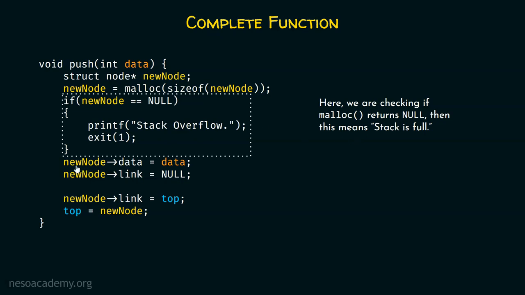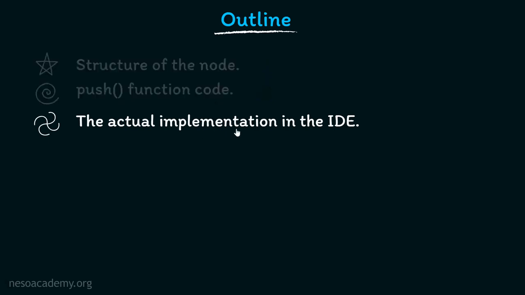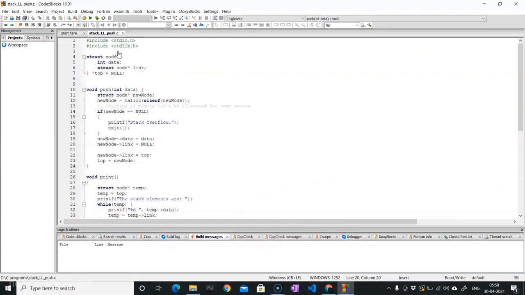And obviously after this we are aware about this piece of code. We will not return anything from this push function. That's why the return type is void. So we are done with the push function code as well. Now it's time for the actual implementation in the IDE. So let's move on. This is the complete code.